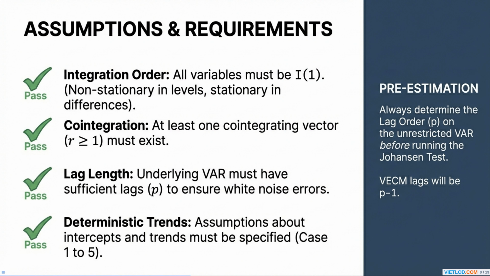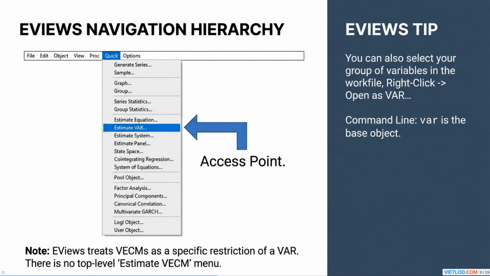Third, we need to determine the appropriate lag length, denoted as P, for the underlying unrestricted VAR model. This is crucial to ensure the model's errors are white noise. The number of lags in the VECM will then be P-1. Finally, we must specify the deterministic trends, such as intercepts and linear trends, for the Johansen test. There are 5 different cases, and selecting the correct one is vital for robust results. As a pre-estimation step, it is imperative to always determine the lag order P on the unrestricted VAR before running the Johansen test. This ensures that the dynamic specification is correct, and consequently, the VECM lags will be P-1.